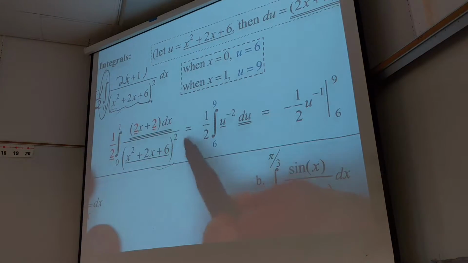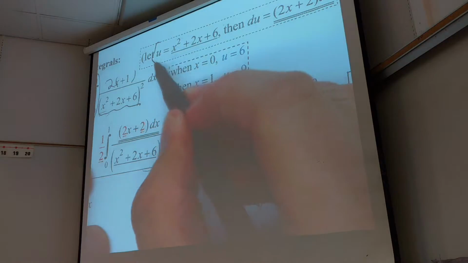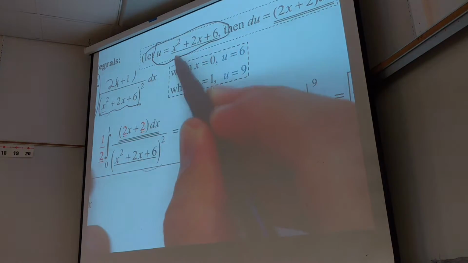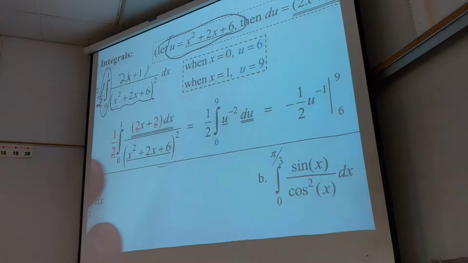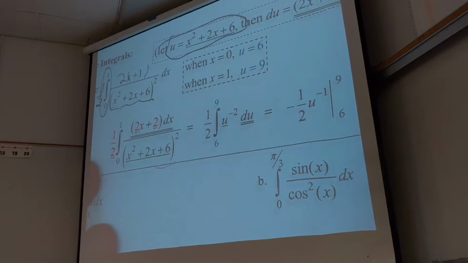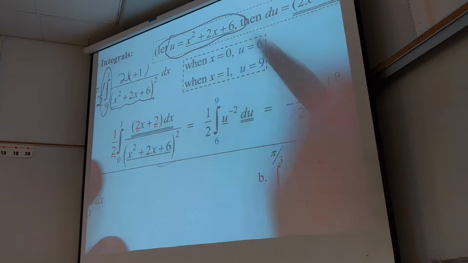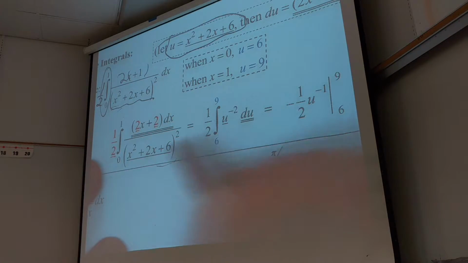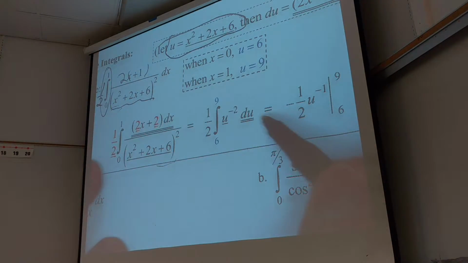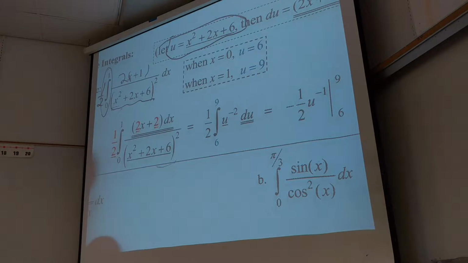But now, when I apply my substitutions, if u is this, I can figure out what u is when x is 0. When x is 0, u is 6. You see that? Is that cool? Just plug a 0 in for x. And when x is 1, plug a 1 in, you get 9 for u. So then you change the limits. X goes from 0 to 1 means that u goes from 6 to 9.